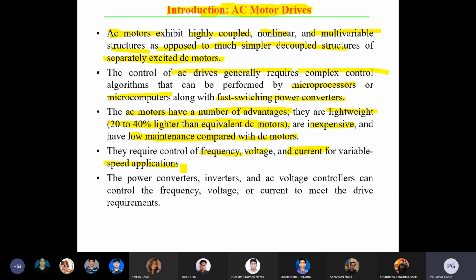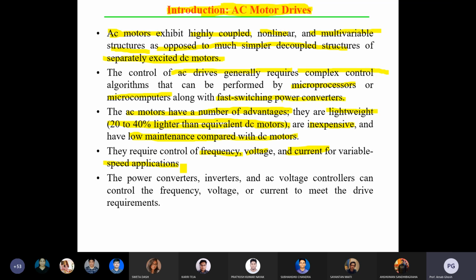If the V by F ratio is not maintained linearly, it varies in a non-linear manner, and there is a high chance of flux saturation. In case of a motor, we give some low voltage protection as well as protection against flux saturation. The flux should not be saturated. If the flux saturates, there is a high chance of inserting non-linearity into the system. That is not expected and not appreciable.